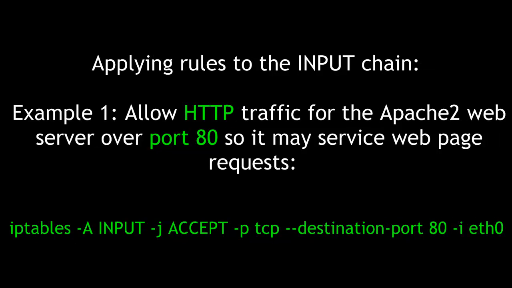Let's look at applying rules to the built-in input chain. In this first example, we want to allow HTTP traffic for our Apache 2 web server over port 80. So we would type, or enter, iptables with the -A option to add or append a rule, INPUT to specify the built-in chain, -j to specify the action, ACCEPT instead of DROP, that's the kind of action, -p to specify the protocol, which in this case is Transmission Control Protocol, and rather than allowing all TCP, we specify a destination port of 80, which is the standard for web traffic, and then -i, which is interface, in this case eth0. You may have more than one, depending on how many NIC cards you may have installed on your server if it's multi-homed.